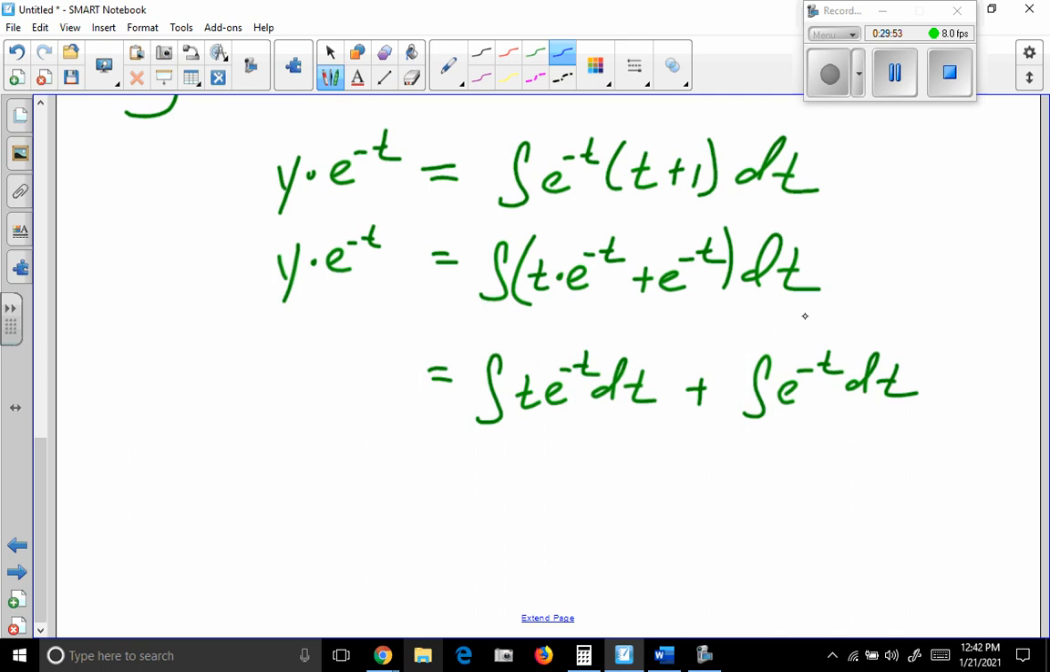The one on the right is just going to be e to the u du. If our exponent is negative t, the derivative of our exponent would be negative 1 dt. So pick up a negative 1 there and there. So the derivative of negative t is negative 1 dt. So e to the u du. So the integral of e to the u du is e to the u. And then eventually we're going to have a plus c there. Now the real question is, how do we integrate this?